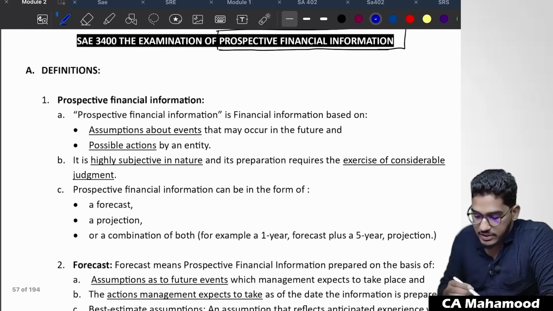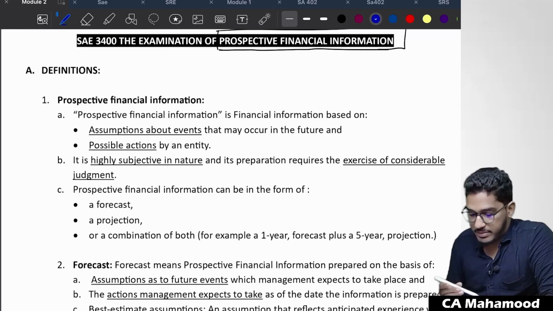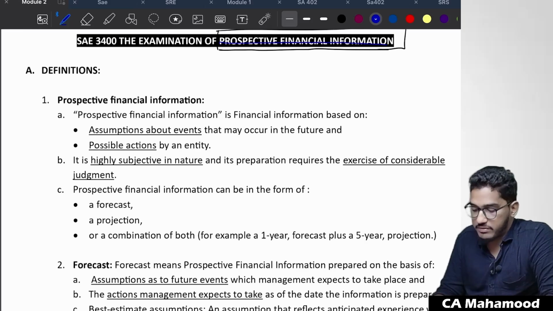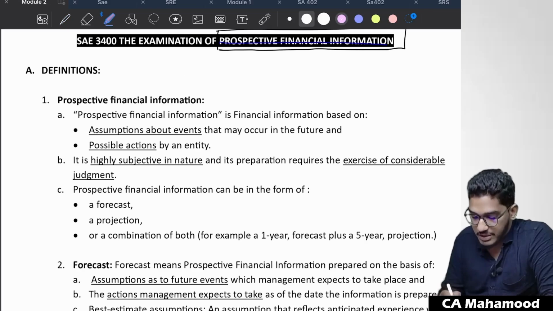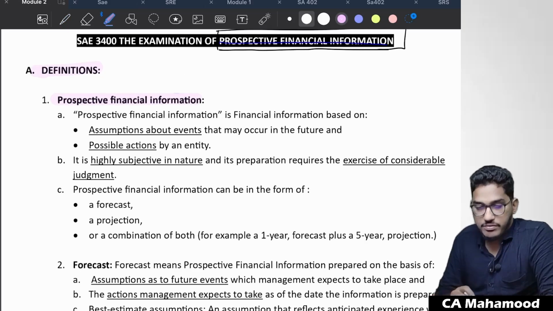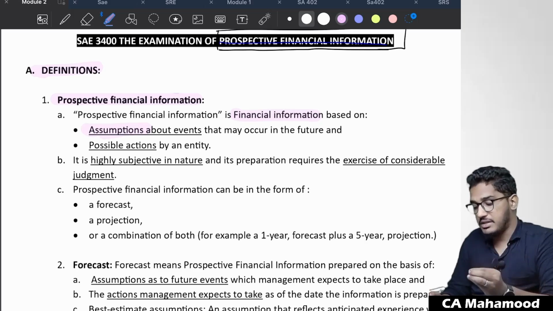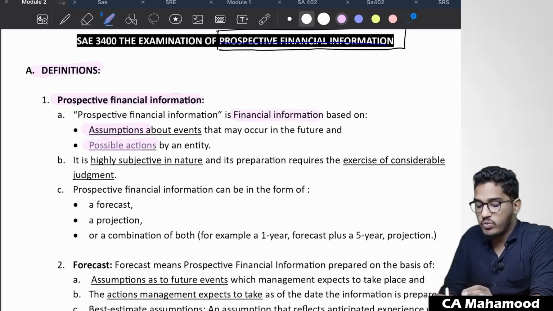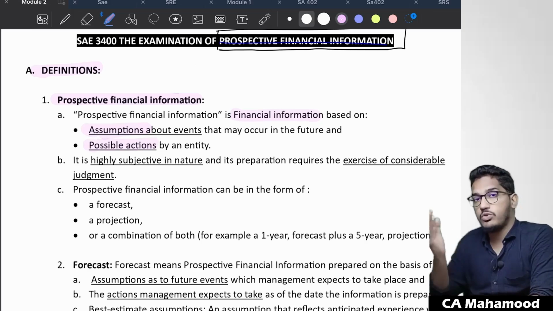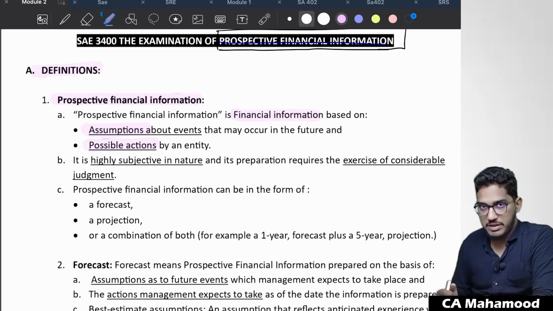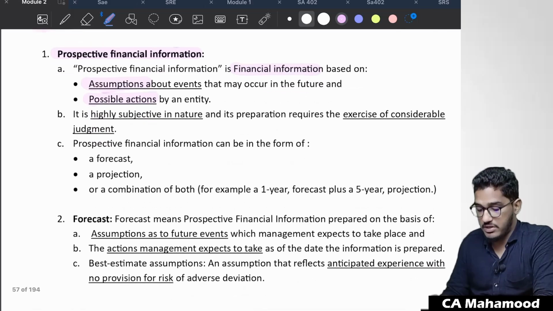So SAE 3400, the examination of prospective financial information. So let us try to understand what they're trying to say. First, they are giving a few definitions. What are the definitions? Prospective financial information. Prospective financial information is financial information which is based on assumptions about events that may occur in the future. So it is financial information which is purely prepared on the basis of assumptions about events that may happen in the future and what possible actions they are about to take in the future. On that basis, we are going to prepare the financial information. That only we call prospective financial information.